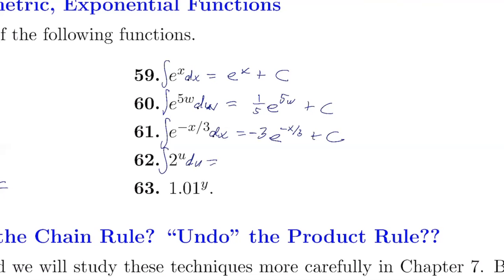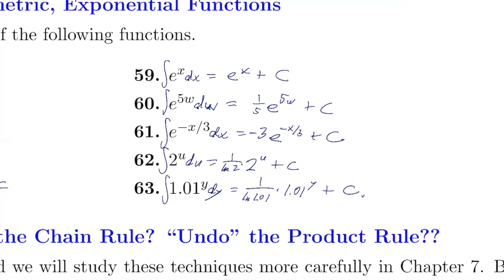Last two. Well, the derivative of 2 to the u pops out a natural log of 2 in front. So there's going to be a 2 to the u, and then we're going to have a 1 over ln of 2. You kind of see the pattern here, right? Because now when we differentiate this, it'll pop out the natural log of 2, which will cancel there. And similarly here, this is going to be 1 over natural log of 1.01 times 1.01 to the y plus c. Whew. All right. Well, you get the idea.